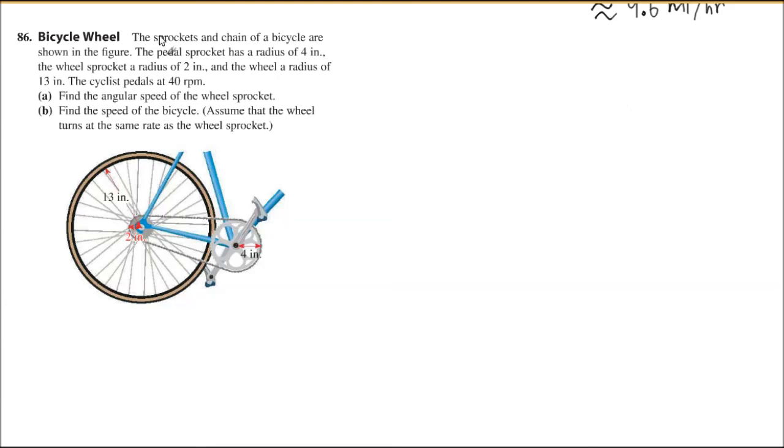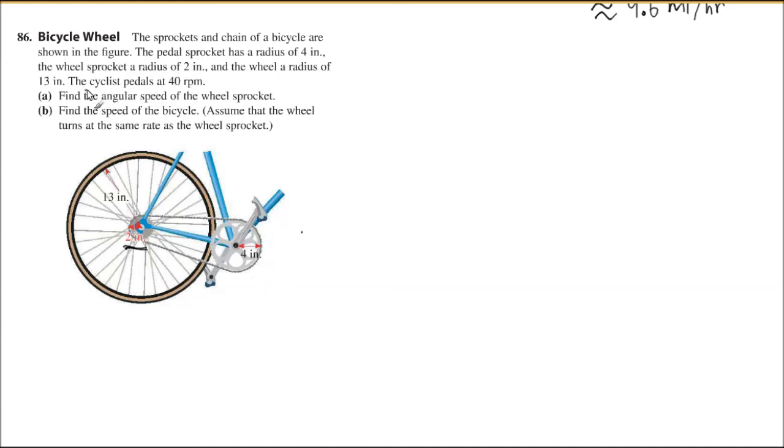All right, sprockets and chain of a bicycle are shown in the figure. Okay, so this says 13-inch entire wheel. There's a sprocket, 2-inch it says, and here's a different sprocket, 4-inch it says in there. The pedal sprocket is this one in here, has radius 4-inch, and the wheel sprocket 2-inch. That explains there. The wheel has a radius of 13-inch.